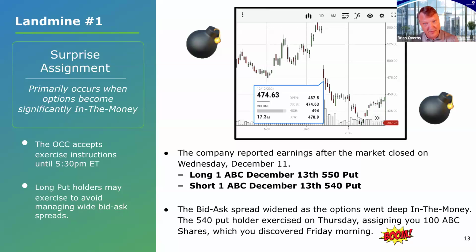Now remember, we're on Thursday. You wake up, the market went down. Let's write the scenario. The market went down. You were correct on your forecast. You did well on your trade, but you did not close it out. You wake up on Friday morning and you had stock put to you at your short strike of $540, saying you've got to buy 100 shares at $540.